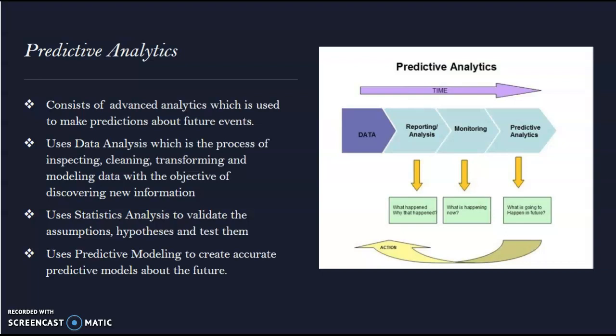Predictive analytics essentially consists of coming up with different programs to make predictions about the future. This type of data science uses data in all of its phases, from inspecting and cleaning to transforming and modeling. Predictive analytics also uses statistics to validate assumptions and to test hypotheses.